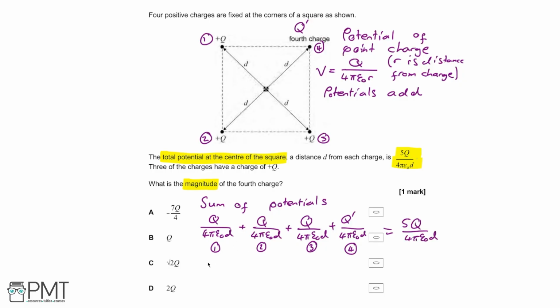So tidying this up a bit, we see that we have 3q divided by 4 pi epsilon naught d plus q prime divided by 4 pi epsilon naught d is equal to 5q divided by 4 pi epsilon naught d. And we can multiply both sides by 4 pi epsilon naught d to simplify our equation. So we have that 3q plus q prime is equal to 5q. And by subtracting 3q from both sides, we find that q prime is equal to 2q. So, in other words, this matches answer D, so our answer is D.